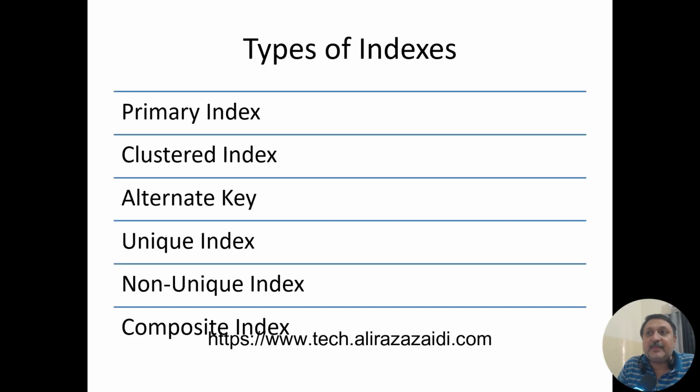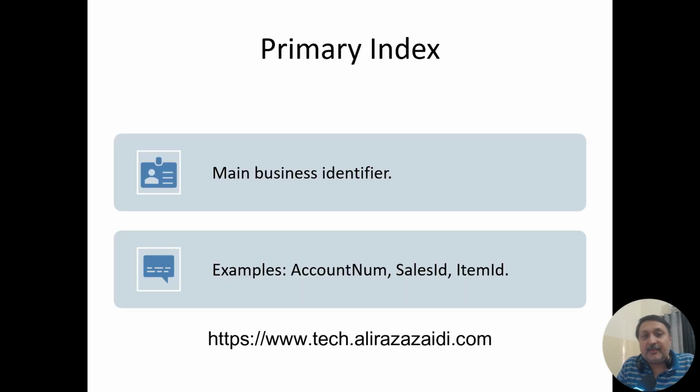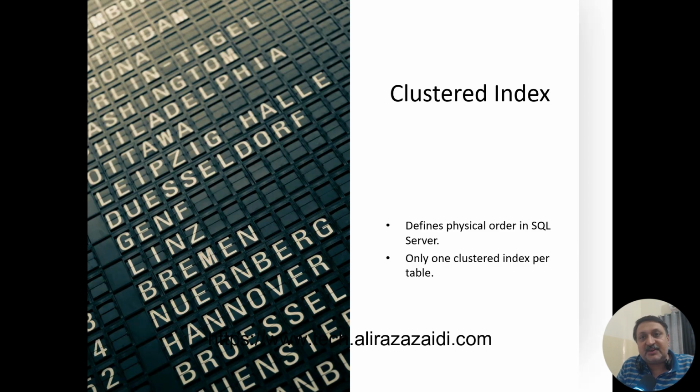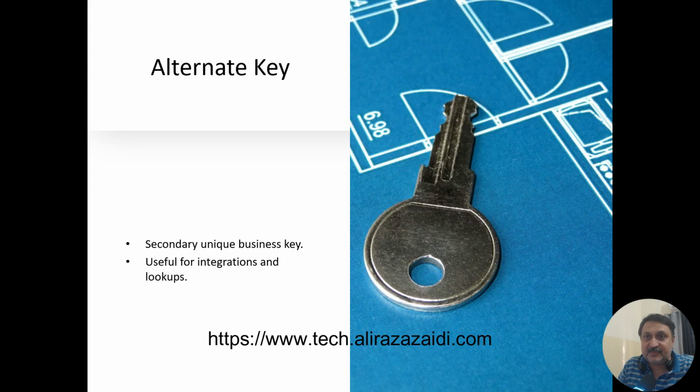Types of indexes: primary index, cluster index, alternative key, unique index, non unique index, and composite index. So, primary index is the main business identifier, for example, customer account, sales ID, account item ID. These are primary indexes. Cluster index defines physical order in SQL Server, and only one cluster index is possible in D365 for finance and operations.